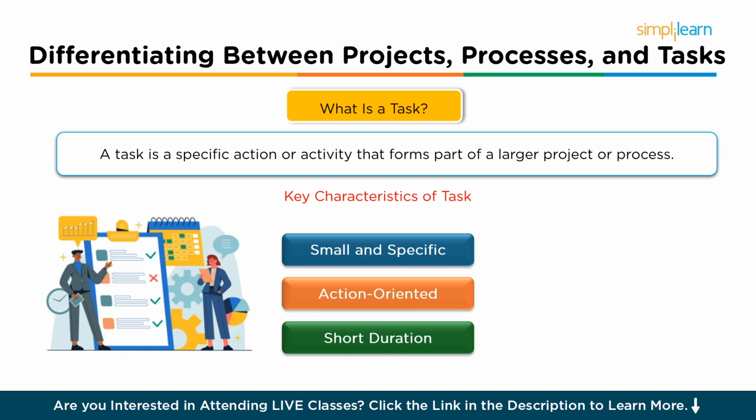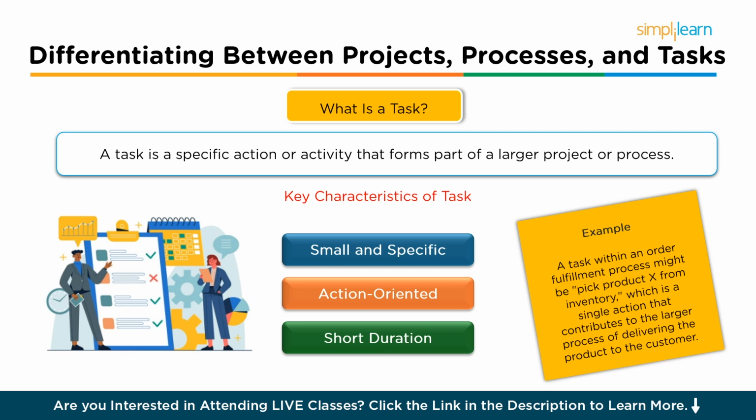Short duration. Tasks are typically completed in a short period, unlike processes or projects that may span over weeks or months. Example: a task within an order fulfillment process might be pick product X from inventory, which is a single action that contributes to the larger process of delivering the product to the customer.